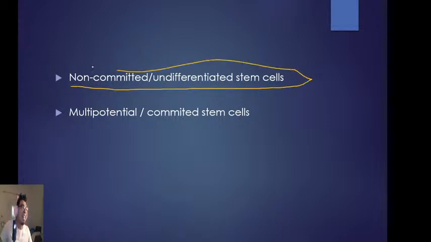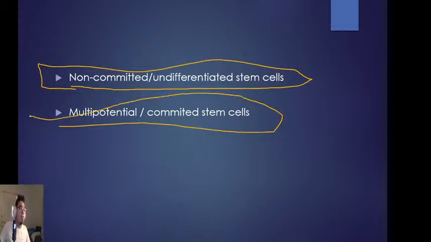All right? So yon, committed and undifferentiated stem cells, they have not yet been stimulated to be whatever they want to be. They're just there just for the sake of being present. Okay? Undifferentiated, non-committed, okay? And we move on to multipotential and committed stem cells.